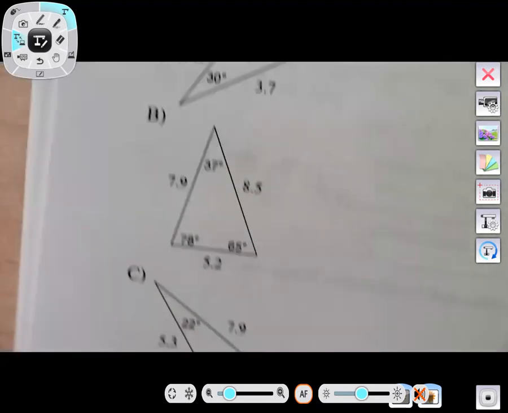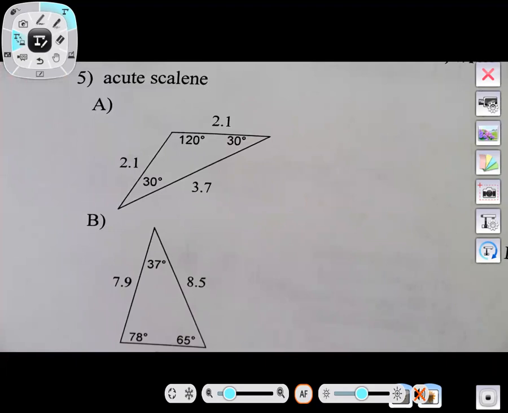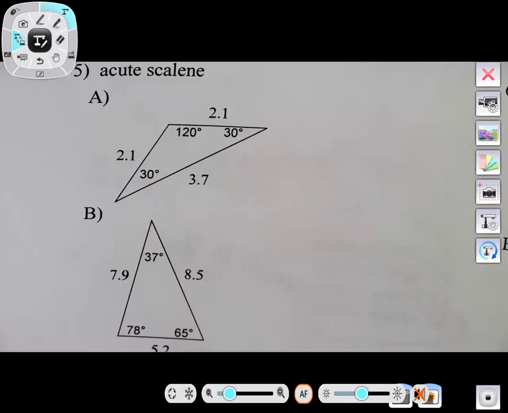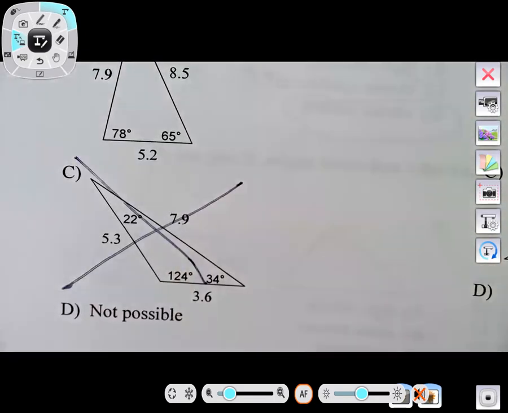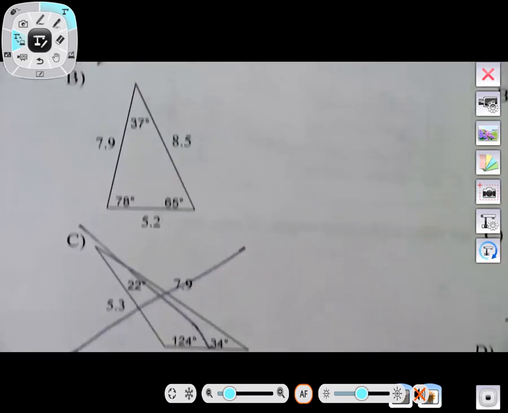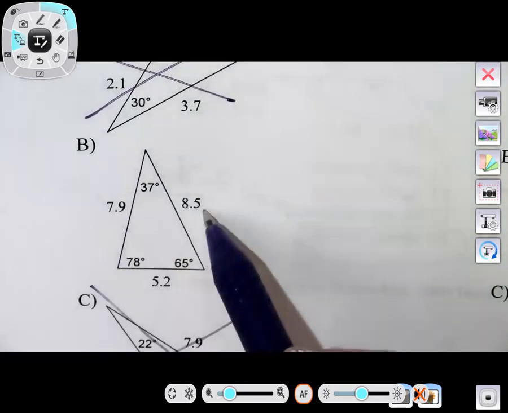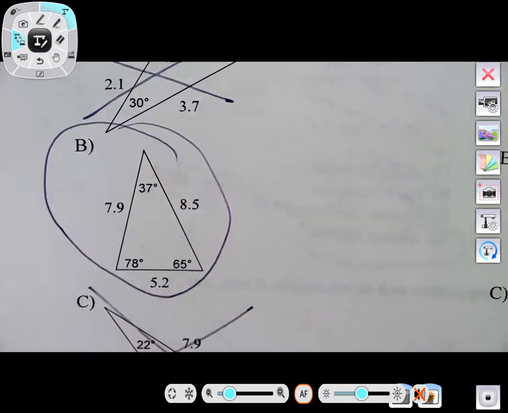Okay, now they gave you the name of the triangle and you had to pick which triangle reflects that. So here I want acute scalene. Acute, remember, means that all the angles have to be less than 90. So A is out. B looks okay. C, you're out. And then D, not possible, maybe it's not, but let's go back to B and just see if it is what I need. Acute scalene. Scalene, you don't have any scales because you're not a reptile. No sides the same. And none of my sides are the same. So yep, B is the right answer. That one is acute scalene.